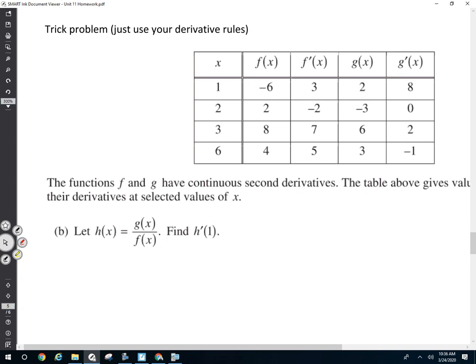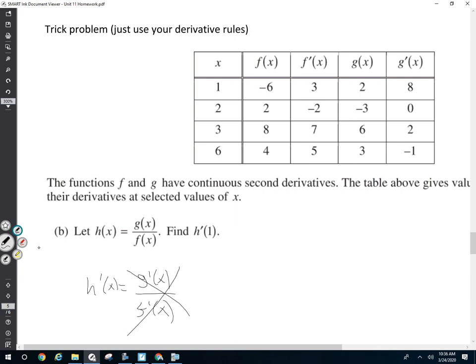h of x equals g of x over f of x. Find h prime of 1. Okay, so I have to take the derivative. A lot of people think, oh, I've done L'Hopital's a bunch, it's going to be g prime over f prime. Wrong, wrong, wrong. If you're asked to just take a derivative, this is not a limit.